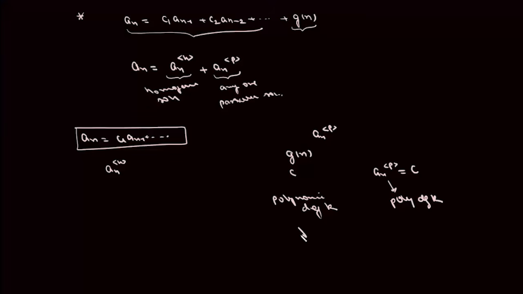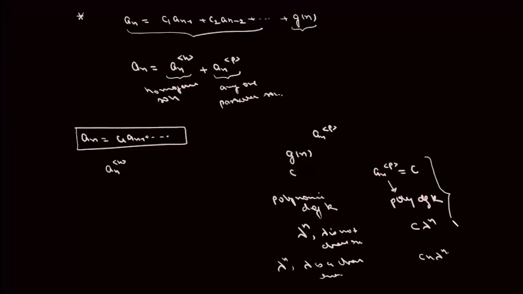If g(n) is some lambda to the power n, where lambda is not a characteristic root, then we can try c lambda to the power n. And if it is lambda to the power n, where lambda is a characteristic root, then in that case, we can take this as c n lambda to the power n. So these are some of the standard particular solutions that we can try for an equation. Let us take up an example.